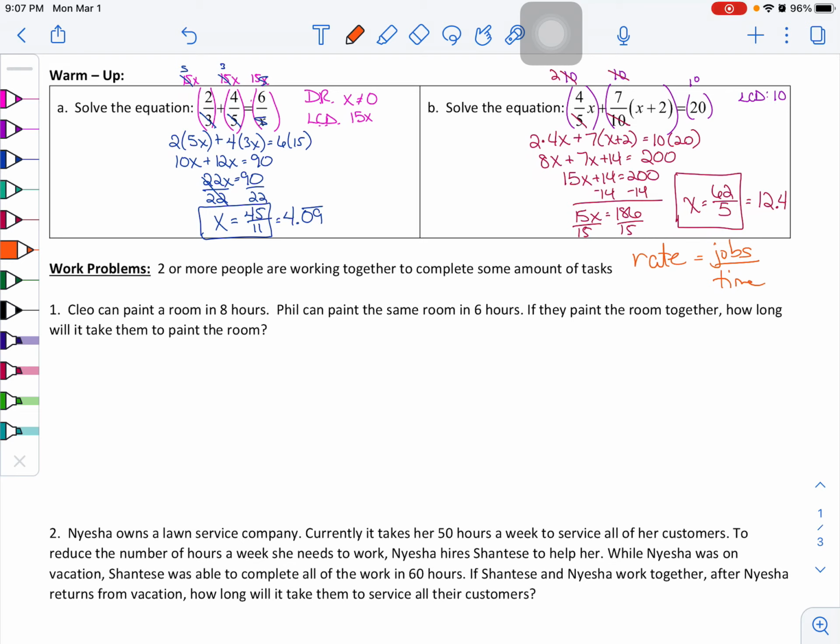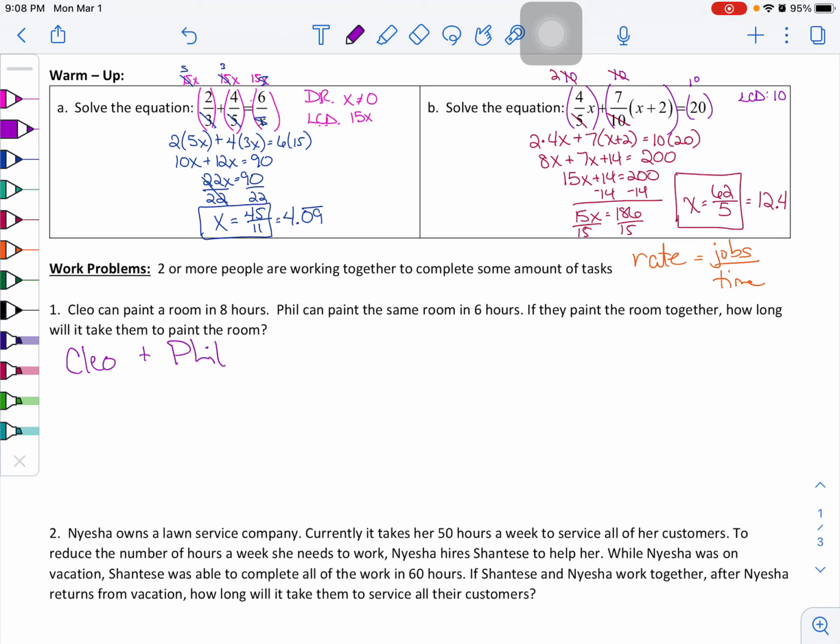And when we talk about rate, it's jobs over time. So your rate is the amount of jobs you can complete at a certain amount of time. The faster you are, the better your rate is. But again, that's not really going to be important in terms of speed. It's just knowing that when we talk about rate, it's jobs over time.